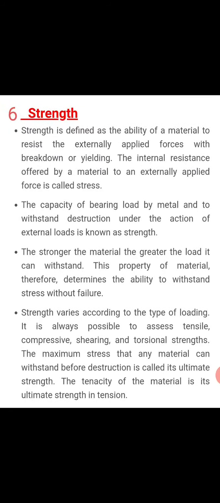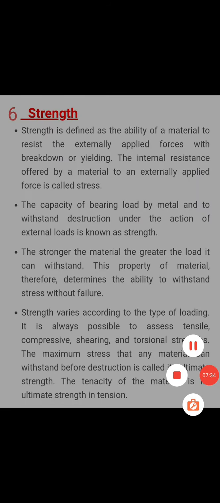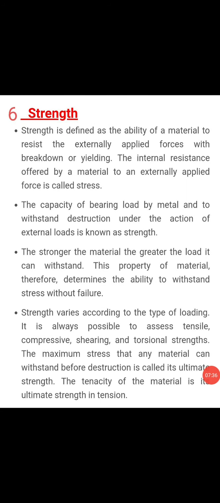So next comes strength. Strength is defined as the ability of a material to resist externally applied forces without breakdown or yielding. The internal resistance offered by a material to an externally applied force is called stress. The capacity of bearing load by a metal and to withstand exertion under the action of external load is known as strength. The stronger the material, the greater the load it can withstand.